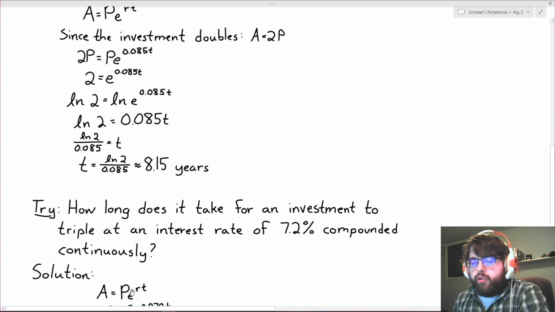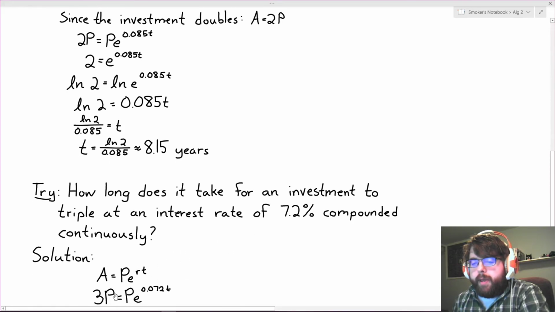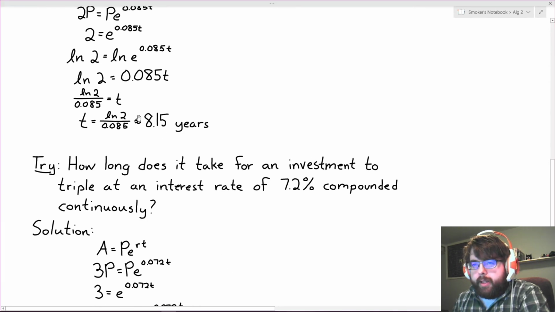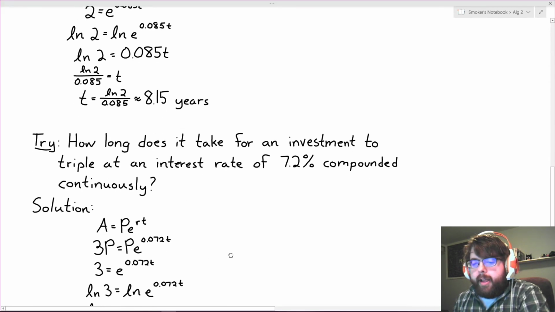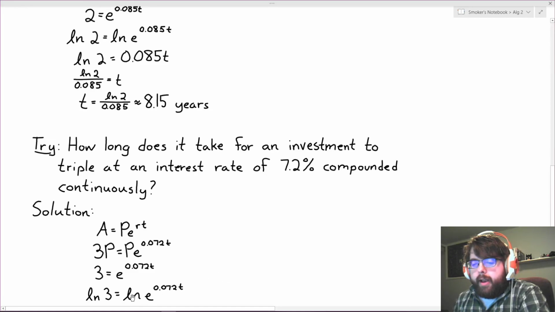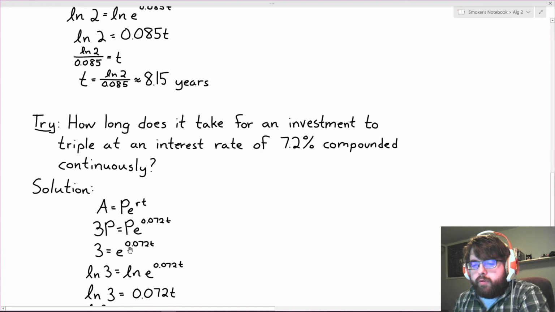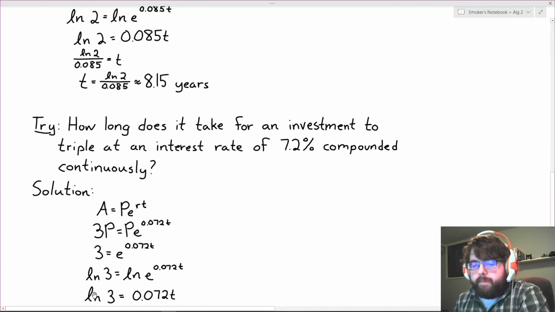But in this case, tripling means that A will be 3P. My interest rate of 7.2% goes to 0.072. I'm plugging that in. P's cancel out. This is very much like the previous problem with different numbers. Taking the ln of both sides allows these to cancel out, giving you just the exponent by that one property, or you can just rewrite this in logarithmic form.